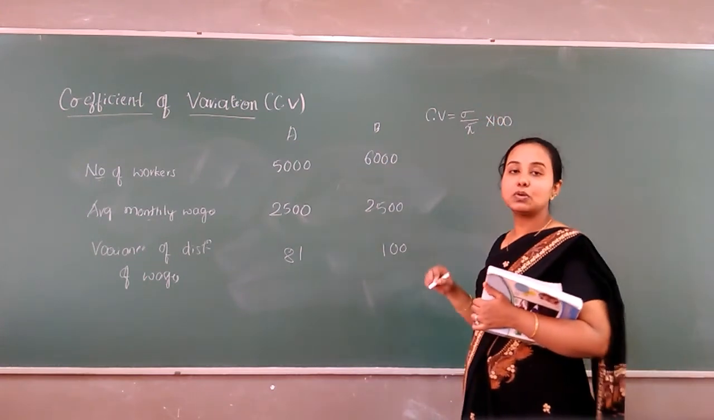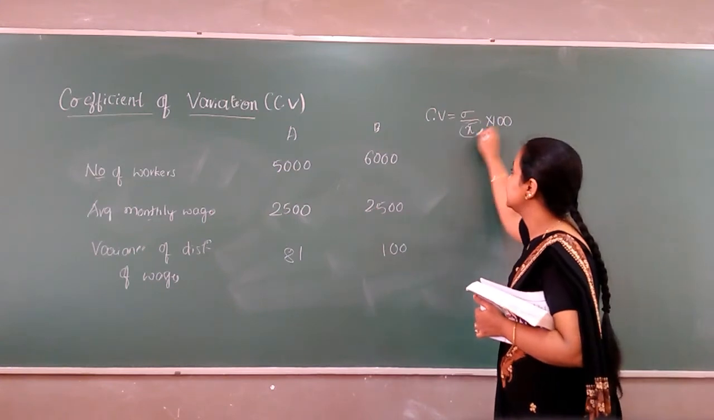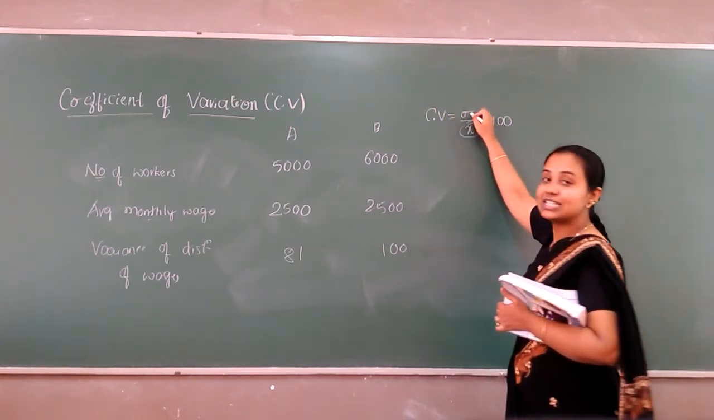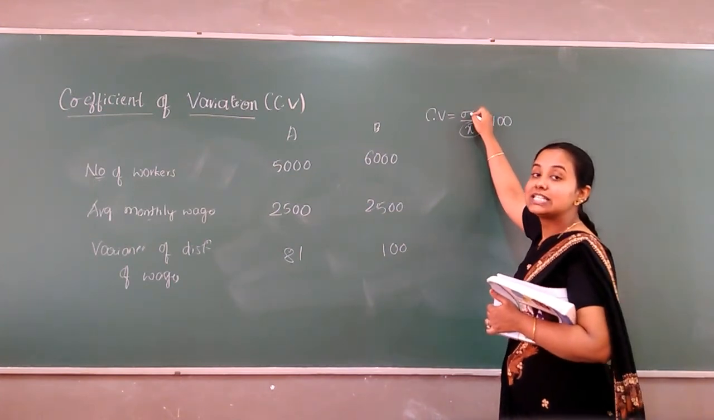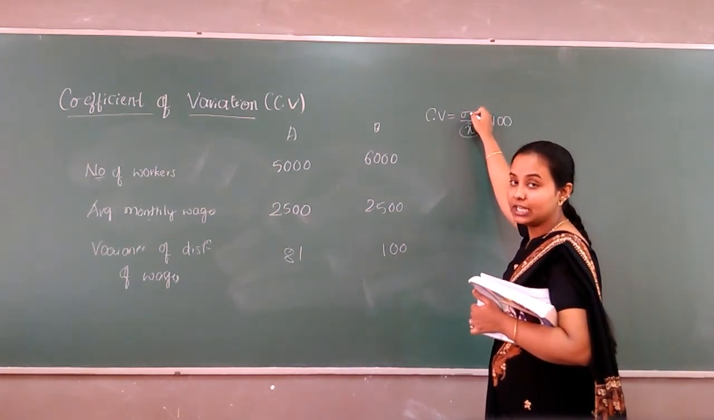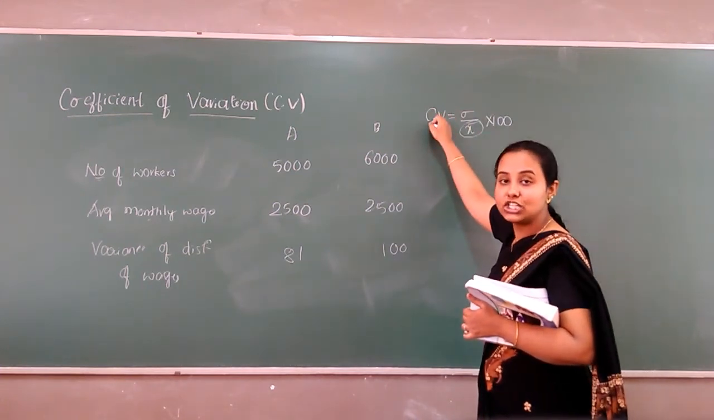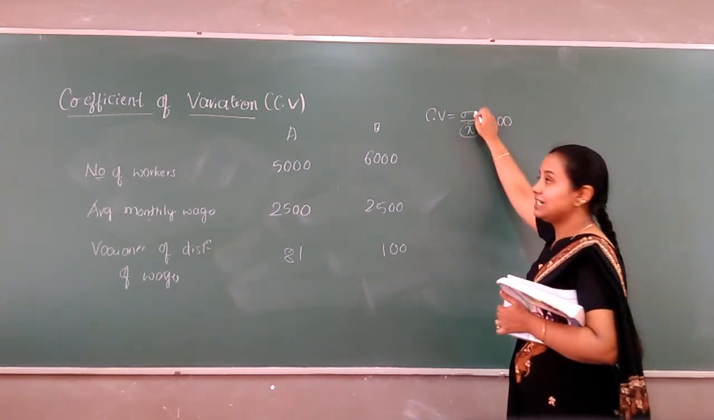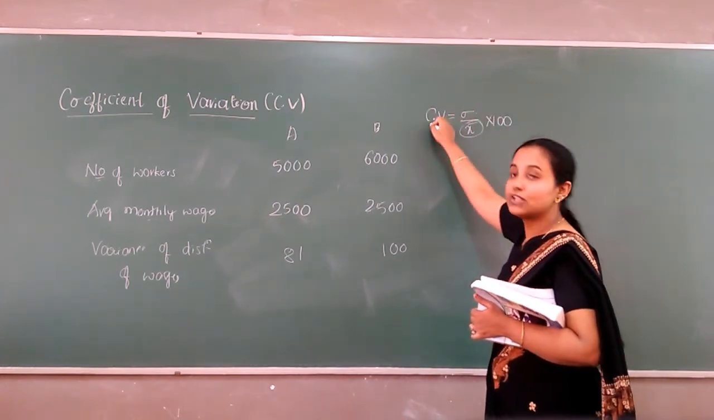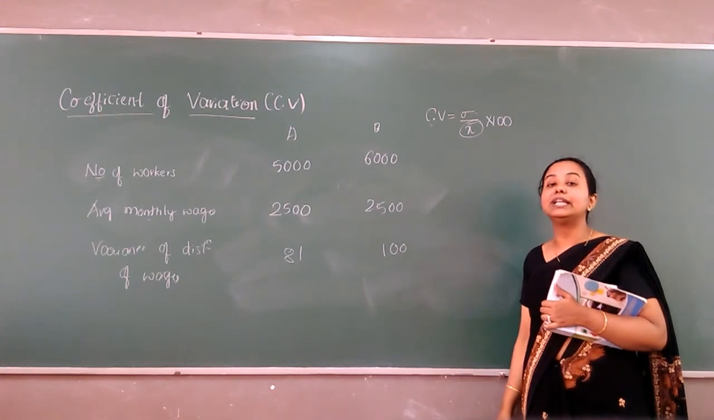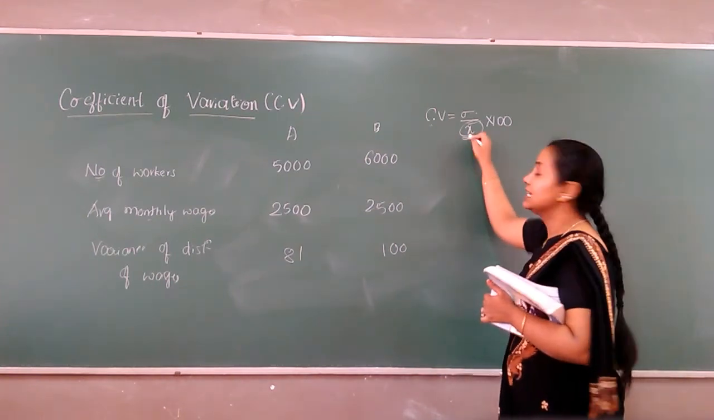Now in our given question, what is the same? The mean is the same. So what can you conclude? Coefficient of variation is directly proportional to standard deviation. That is, if standard deviation is more, coefficient of variation is more. If standard deviation is less, then coefficient of variation is less. This is applicable only if the means are the same.